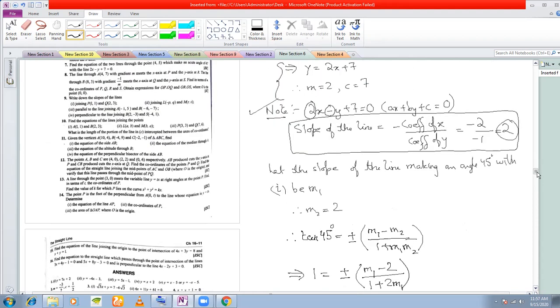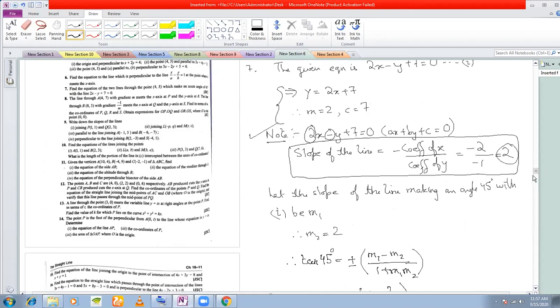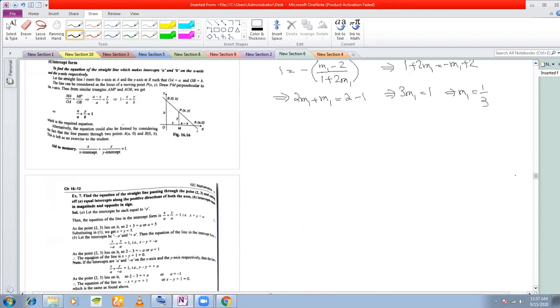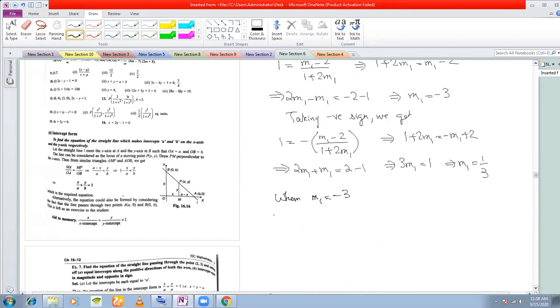Okay. Now let's see the question once again. The question is to find the equation of the lines through the point 4, 5. So when m1 is equal to minus 3 in the first case, the line passes through 4, 5. We know the slope and we know a point on the line, 4, 5. So y minus 5 is equal to minus 3 times (x minus 4), by using the point slope form. So this is one equation.